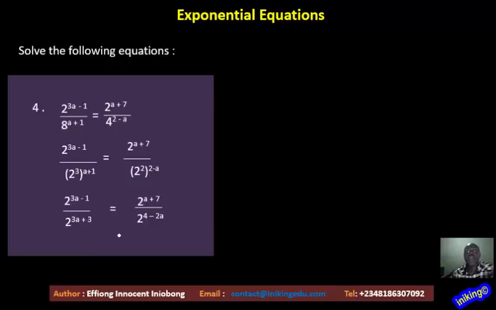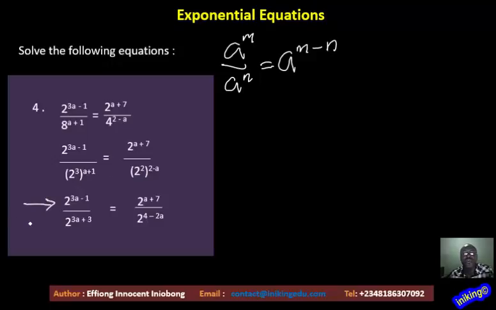I can apply one of the laws of indices. Remember, we said somewhere that a raised to power m divided by a raised to power n is equal to what? a raised to power m minus n. You can apply that to the left hand side and the right hand side. Here we have 2 raised to power 3a, and here we have 2 raised to power 3a plus 3. They are dividing, so I can simply express this as a single expression as 2 raised to power 3a minus 1.